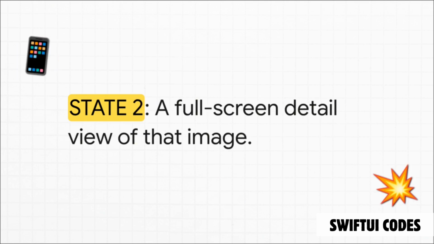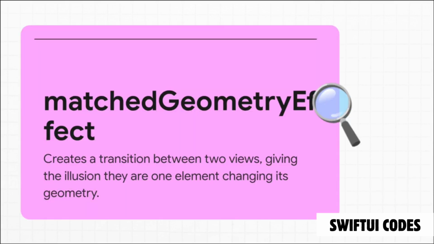And then you get state 2, a full-screen detail view of that same image. And the transition, it feels like one single fluid motion. That little thumbnail just appears to expand, to reshape itself into this completely different thing. It really does look like a single object that's shape-shifting right before your eyes. So, what's the secret? It's not actually magic.